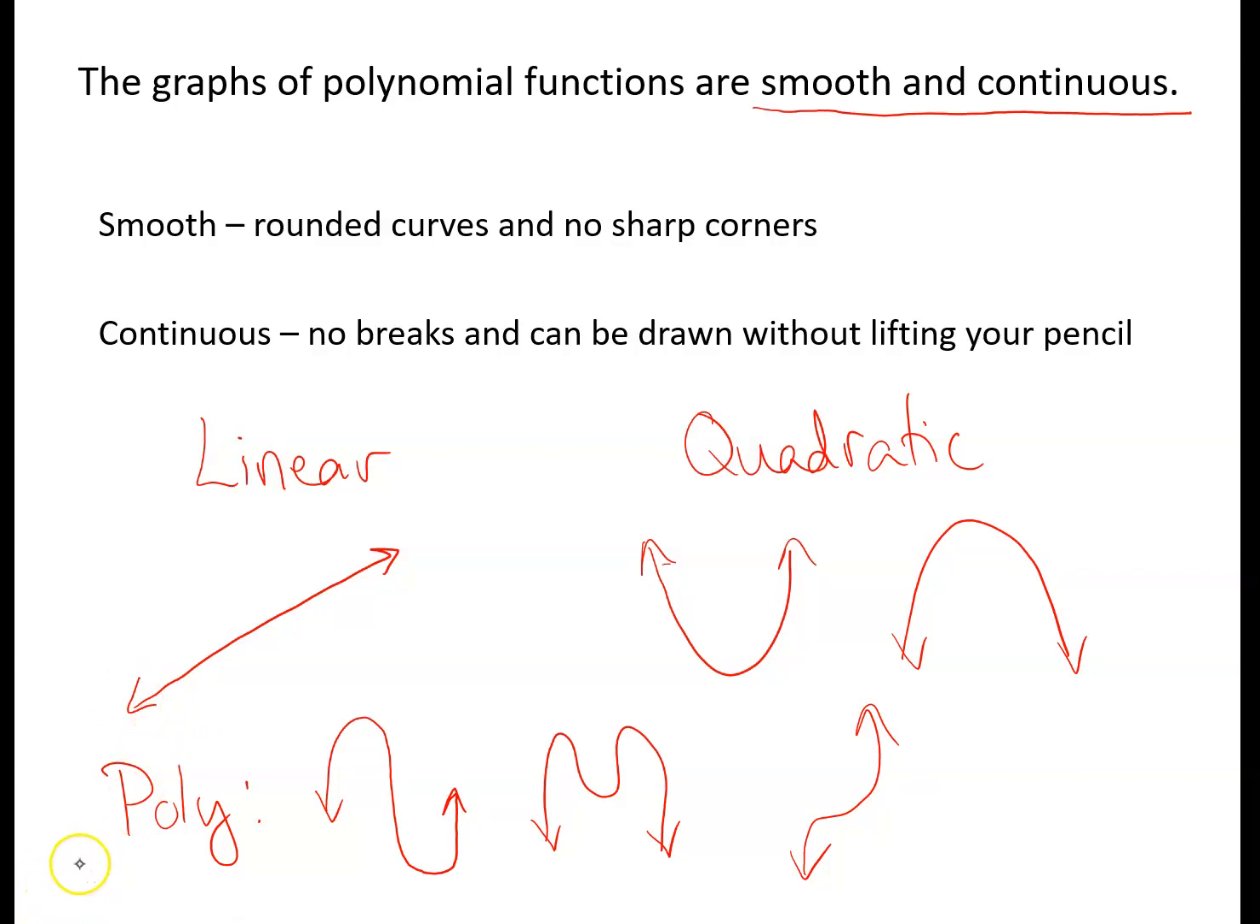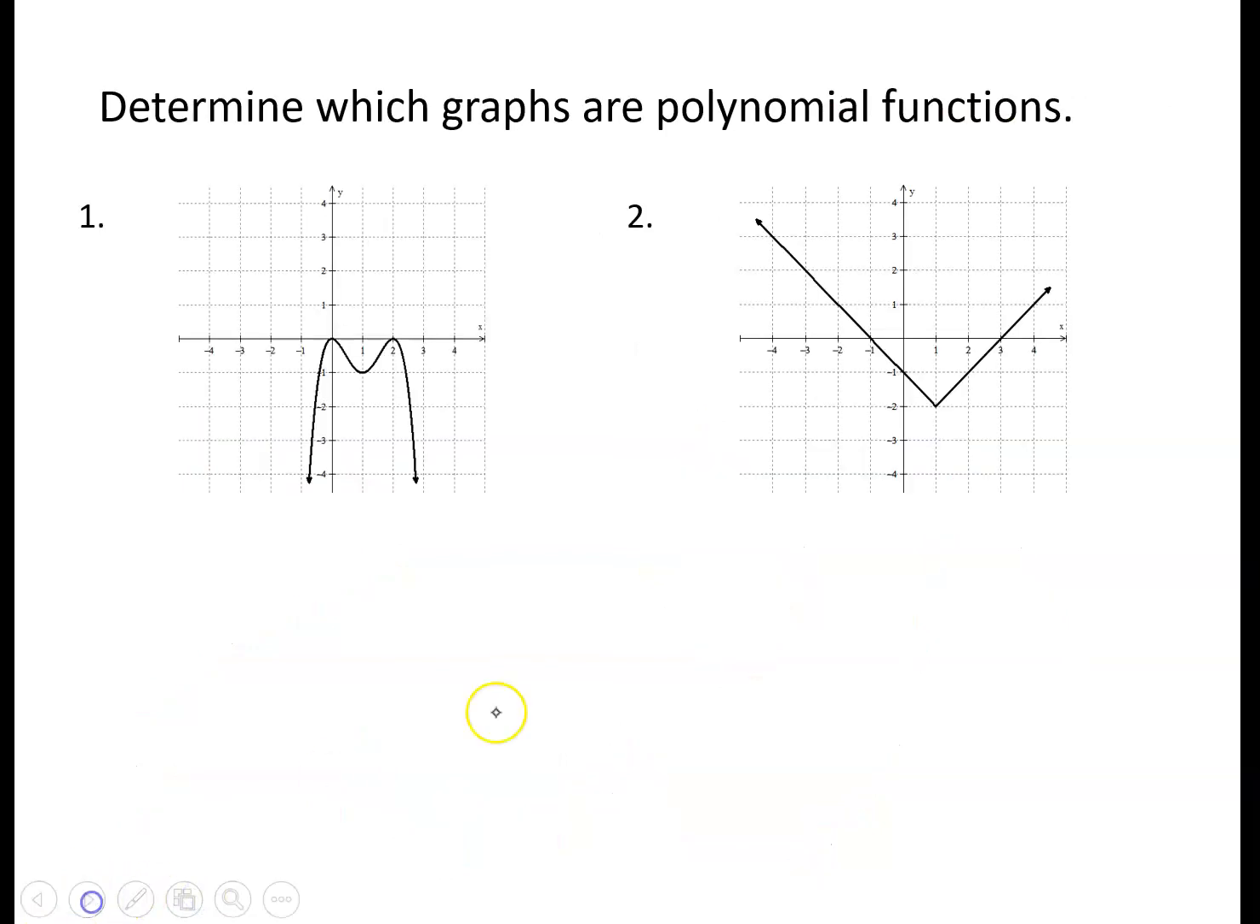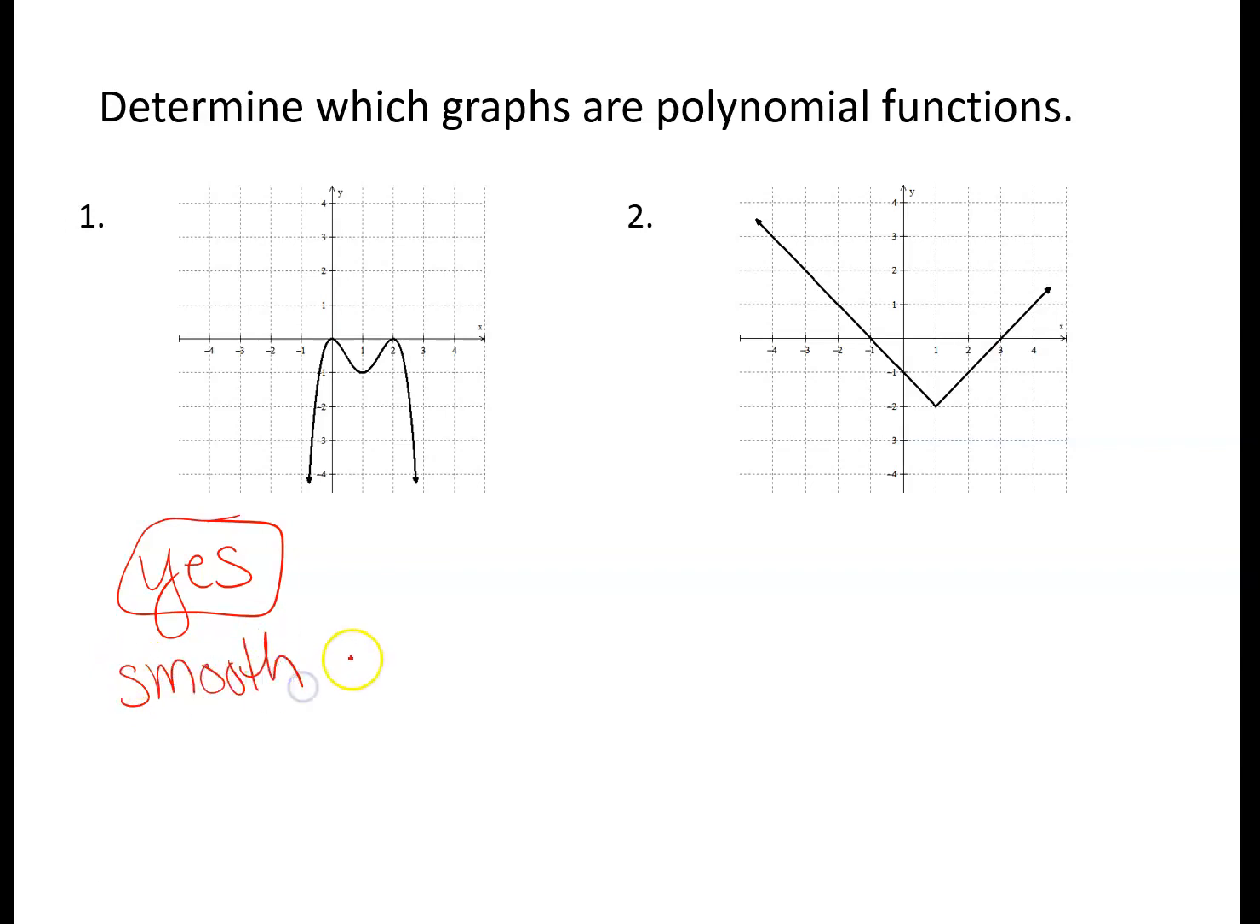Okay, so on the next slide, we are going to look at some graphs. And the question is, determine which graphs are polynomial functions. So again, here you can just answer yes or no. So graph 1, it's rounded every time it changes directions. It's rounded. It has no breaks in it. It's smooth and continuous. So yes, this is a polynomial function. And if you were giving a reason, you would say because it is smooth and continuous.